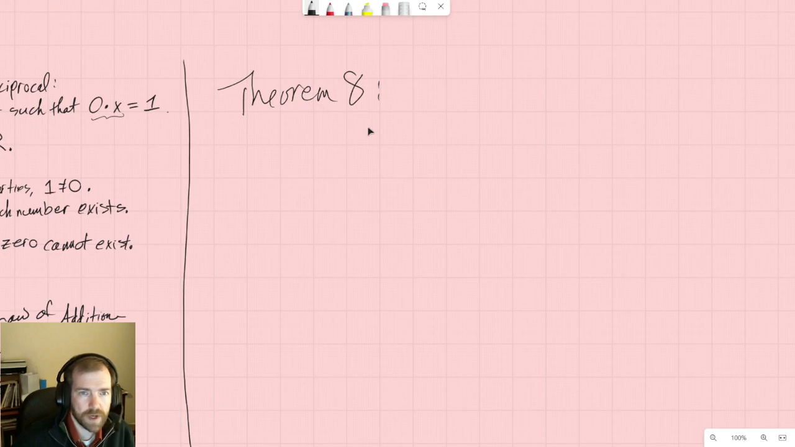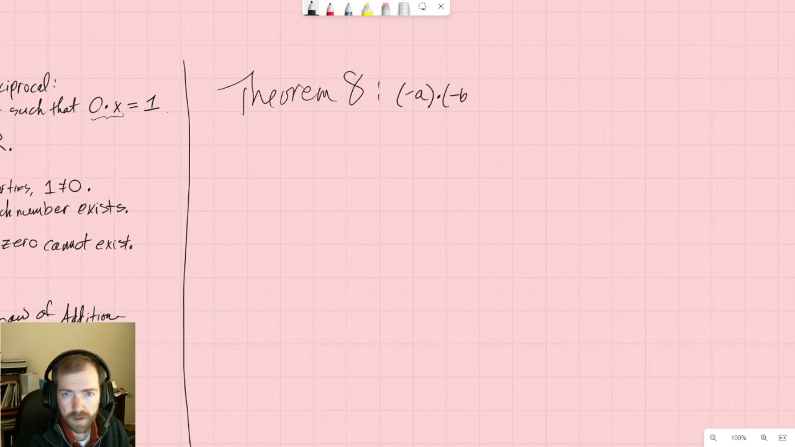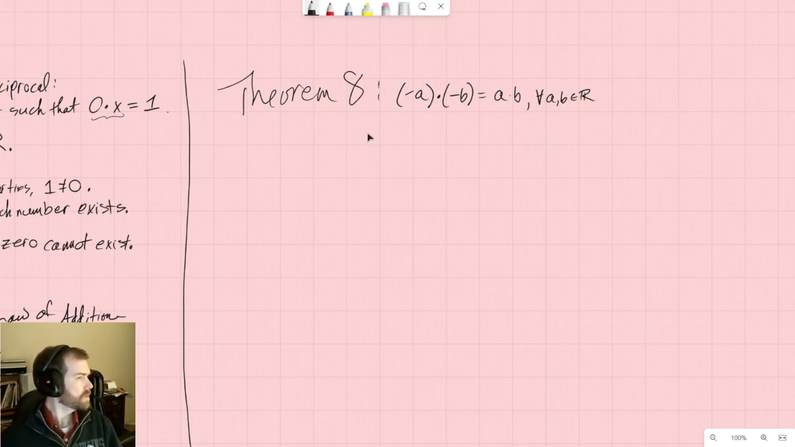All right, so Theorem 8. We have parentheses negative a times parentheses negative b is equal to ab for every a and b in the real numbers. Just give me a second here. I got something going on out there.